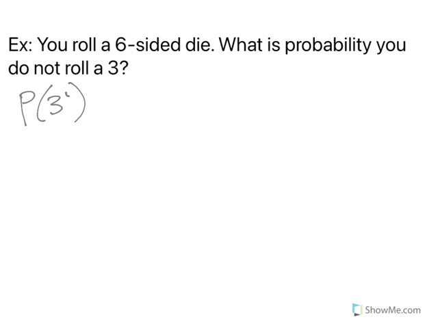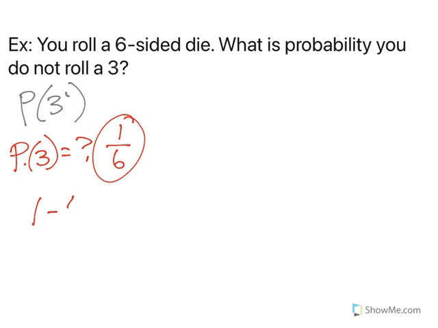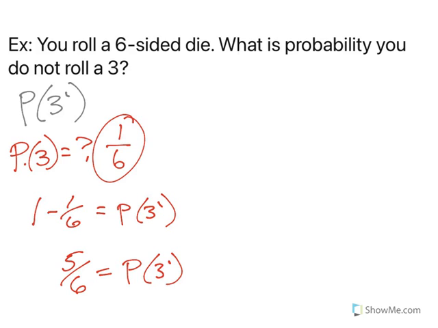Well, an easier way to do it is to say, what is the probability of rolling a 3? It's a 6-sided die, and there's only one 3. So the probability of 3 is 1/6. So I know that 1 minus 1/6 gives me the probability of not 3. Well, 1 minus 1/6 is everything else, so the answer is 5/6. So the probability of not rolling a 3, or 3 prime, as we like to say, is 5/6.